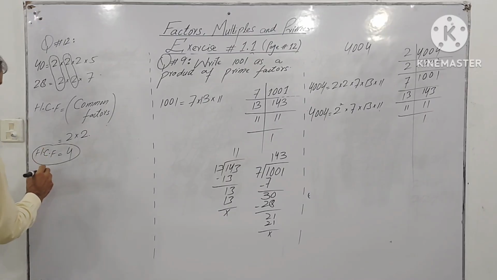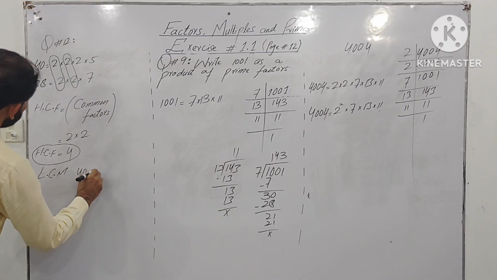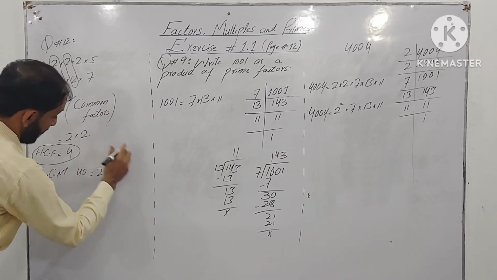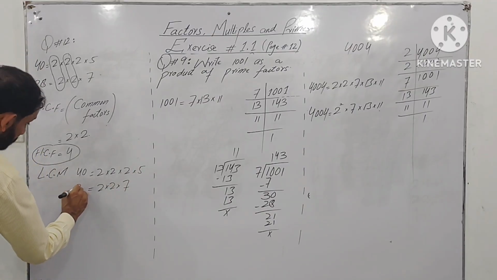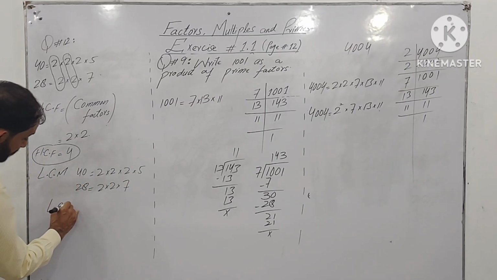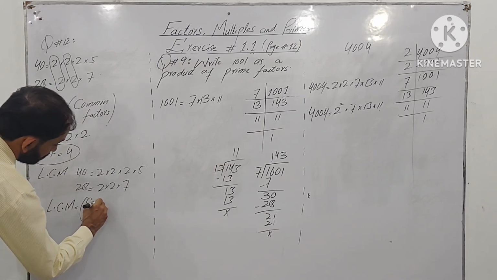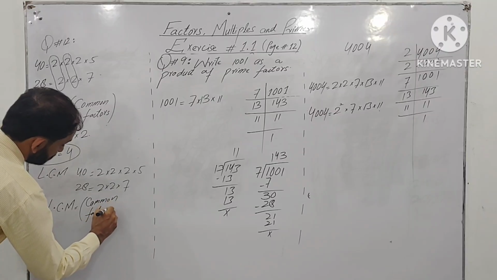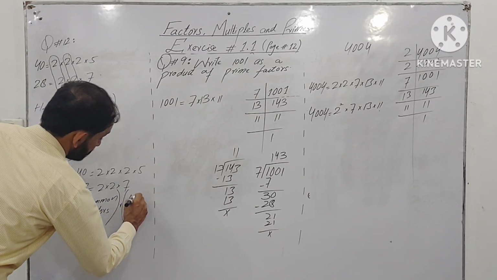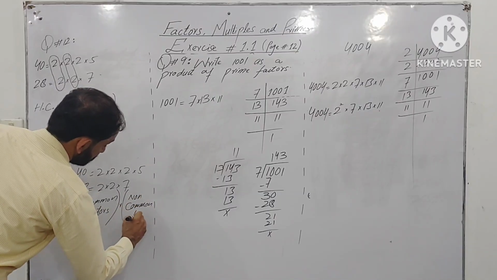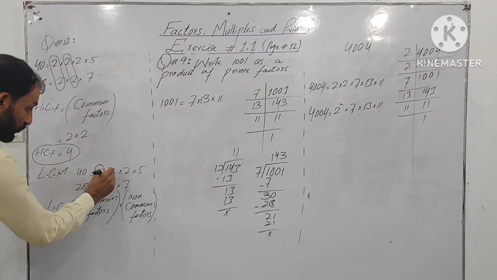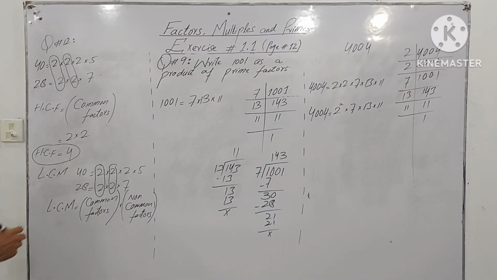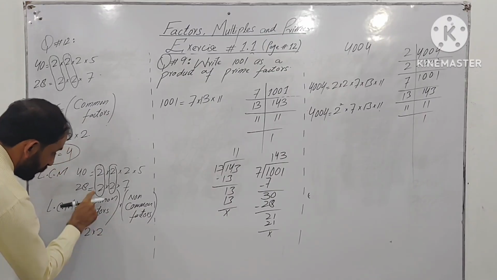Now we have to find out the LCM. The first number is 40 and the factors are 2 multiplied by 2 multiplied by 2 multiplied by 5, and 28 is 2 multiplied by 2 multiplied by 7. To find out the LCM, the formula is common factors multiplied by non-common factors. First of all, we have to find out the common factors, that are 2 and 2. These are the common factors in both the numbers. Common factors 2 multiplied by 2.